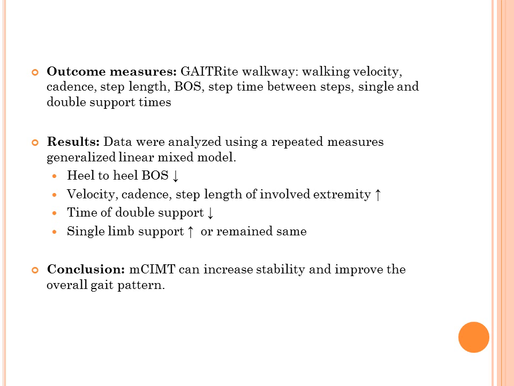What they found was the heel-to-heel base of support decreased, velocity, cadence, and step length of the involved extremity increased, the time of double support decreased, and single limb support increased or remained the same. So all these results basically concluded that modified CIMT can increase the stability and improve the overall gait pattern.